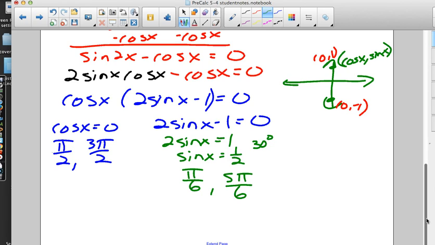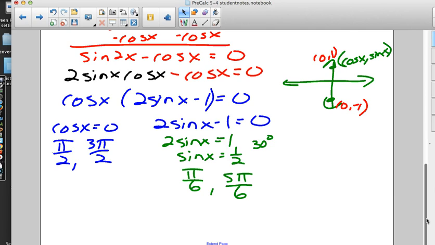Good. Now they just asked between 0 and 2 pi. So there they are. Those are all the solutions that this is going to work for from 0 to 2 pi. And we move on. Go to the next problem, unless anybody has a question about that.